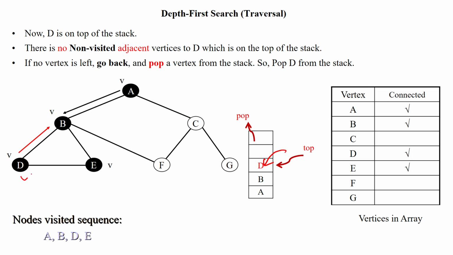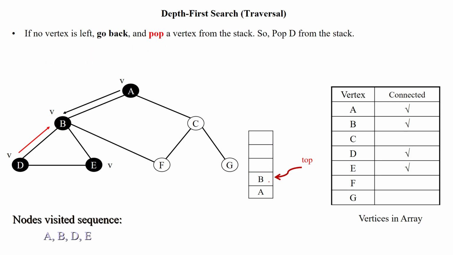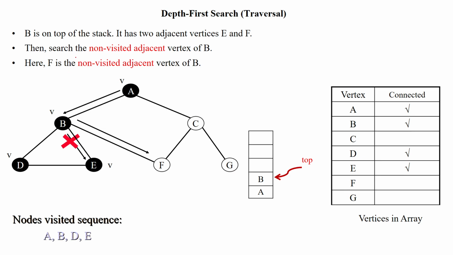After popping, D is on top of the stack. Again we are checking whether there are any unvisited nodes, but it also does not have any unvisited adjacent vertices. So again you have to go back by popping D. After that, B is on top of the stack. For B, we are checking whether there is any unvisited adjacent vertex. B has three adjacent vertices: one is A, another is E, another is F.